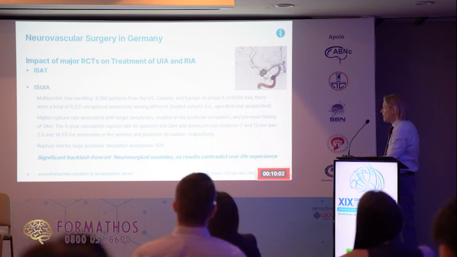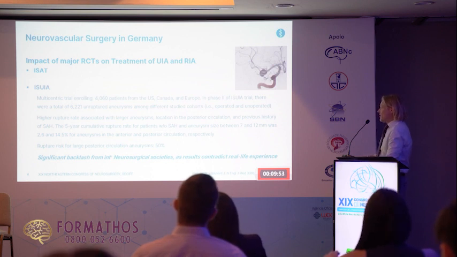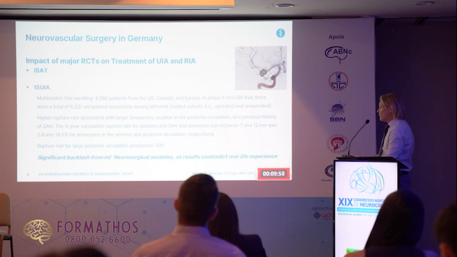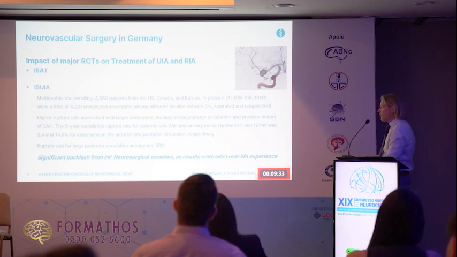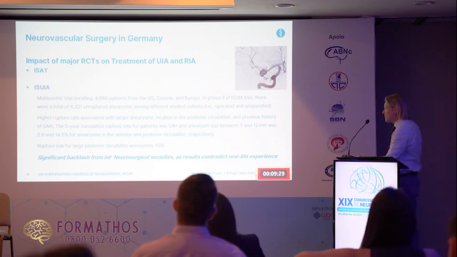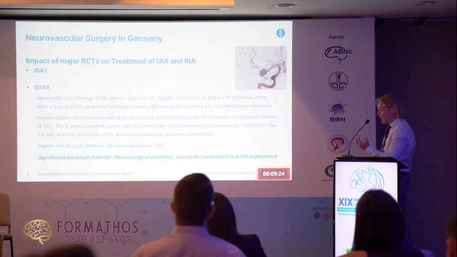was the ISUIA, enrolling more than 4,000 patients from Europe, the US, and Canada. It looked at the rupture rate of aneurysms with regard to configuration, size, and location in the posterior circulation. It showed that aneurysms with a larger size, located in the posterior circulation, with a previous history of SAH had a higher rupture rate, whereas they reported an extremely low rupture rate in aneurysms smaller than 1 centimeter, less than 0.1%, which is obviously not fitting well with our perceptions of the aneurysms we see on the operating table.